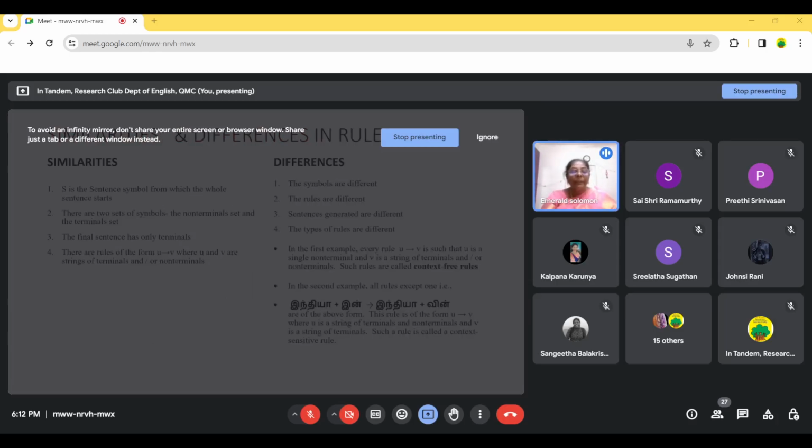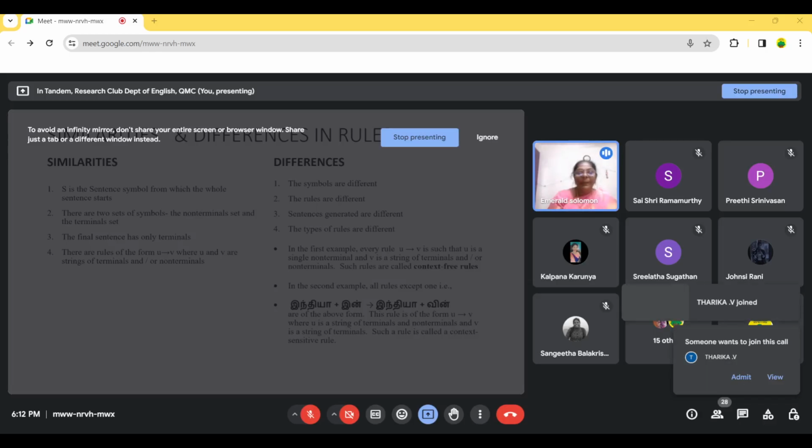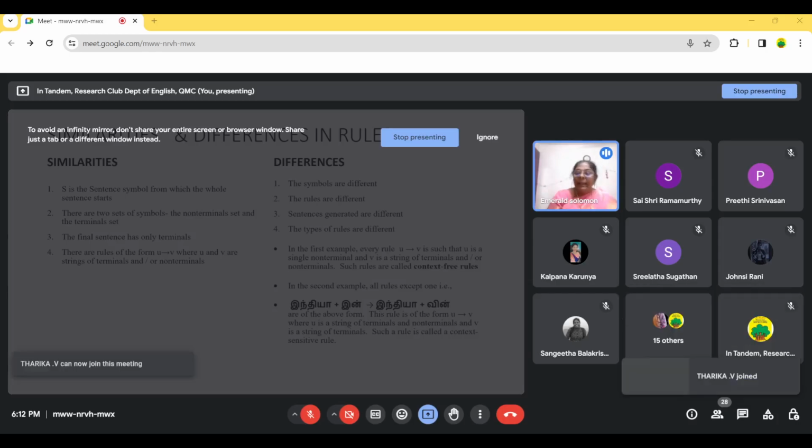So the similarities were S was the sentence symbol for both. And there were two sets of symbols. If you had noticed, you had some capital letters which are called the non-terminals, and then the final words which were all running letters. The words are called the terminal set. So the final sentence will have only the terminals.